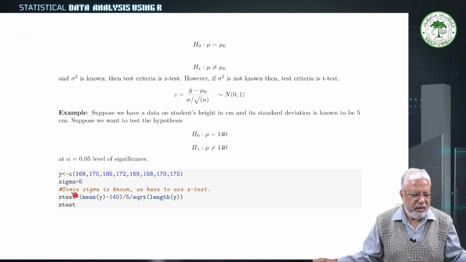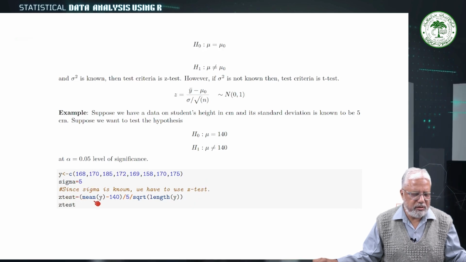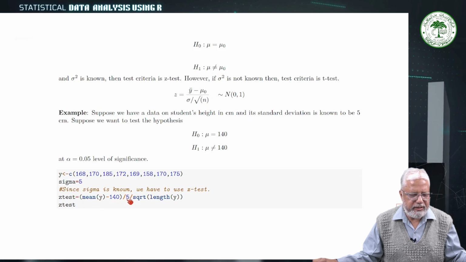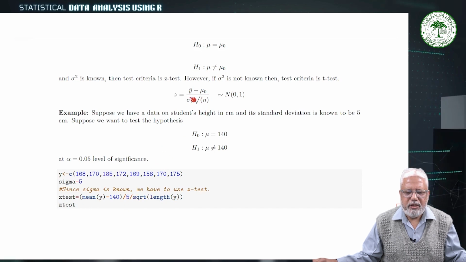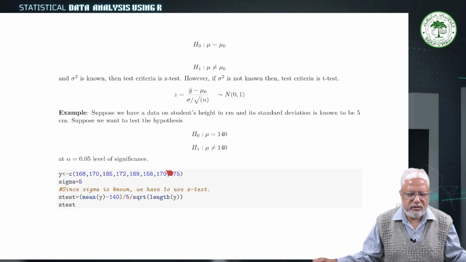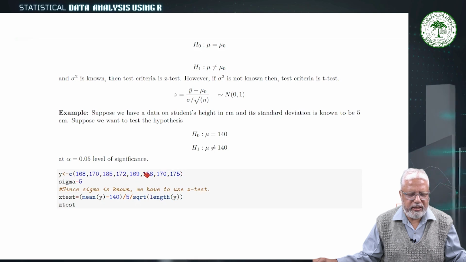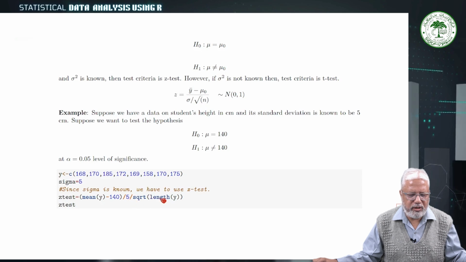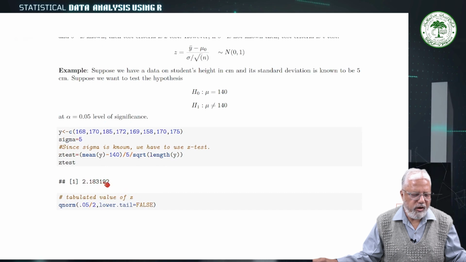So, since sigma is known, we have to use the Z test. The Z test is nothing but the mean of y minus 140, this is mu naught, divided by 5, that is sigma, divided by the square root of the length of this vector. The length of this vector is 8, so it is 5 by square root of 8. Then we compute the Z statistic, and it comes out 2.18.